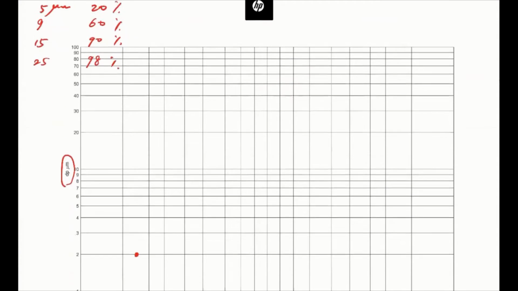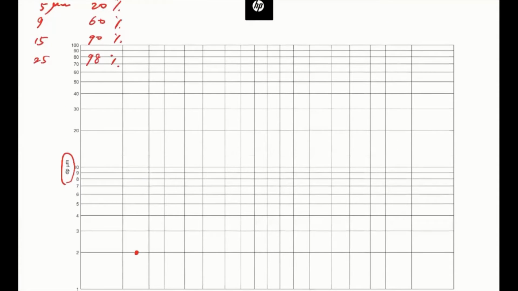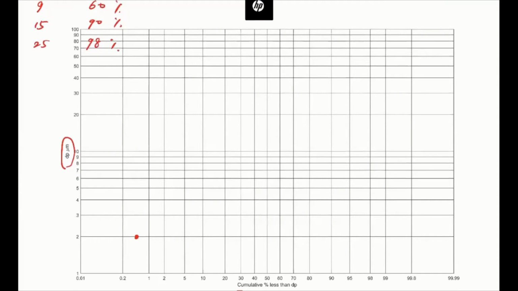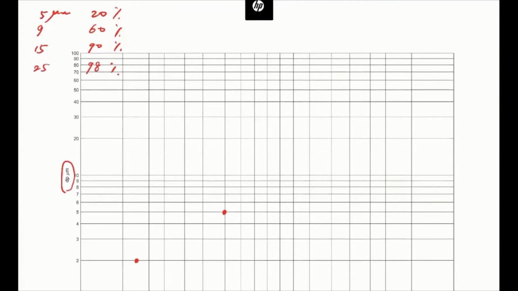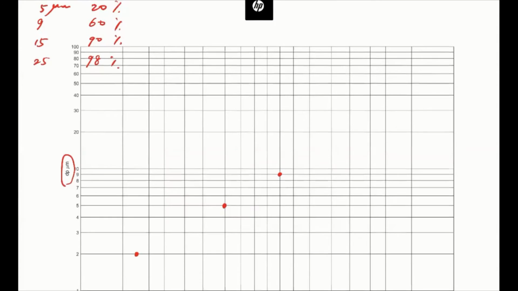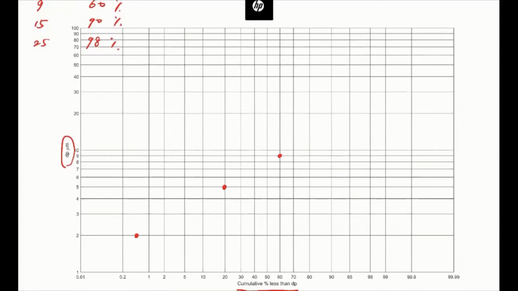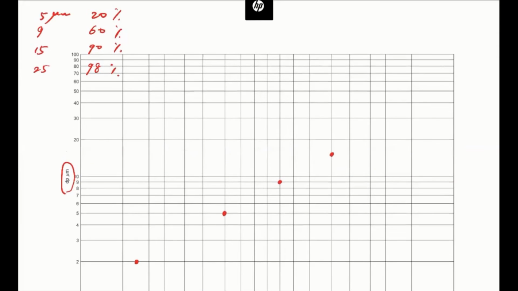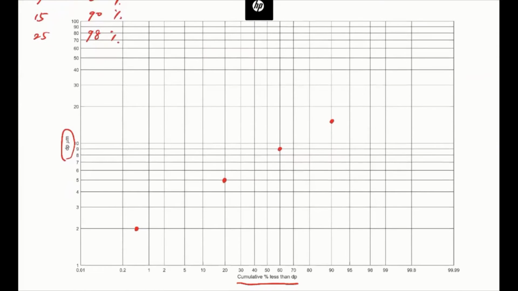So let's plot the remaining points. At 5 microns, we need to find 20%, which is here, right? And then 9 microns, we have 60%. 15 micron, that's somewhere here, right? We have 90%. And then at 25, we have 98. Okay.